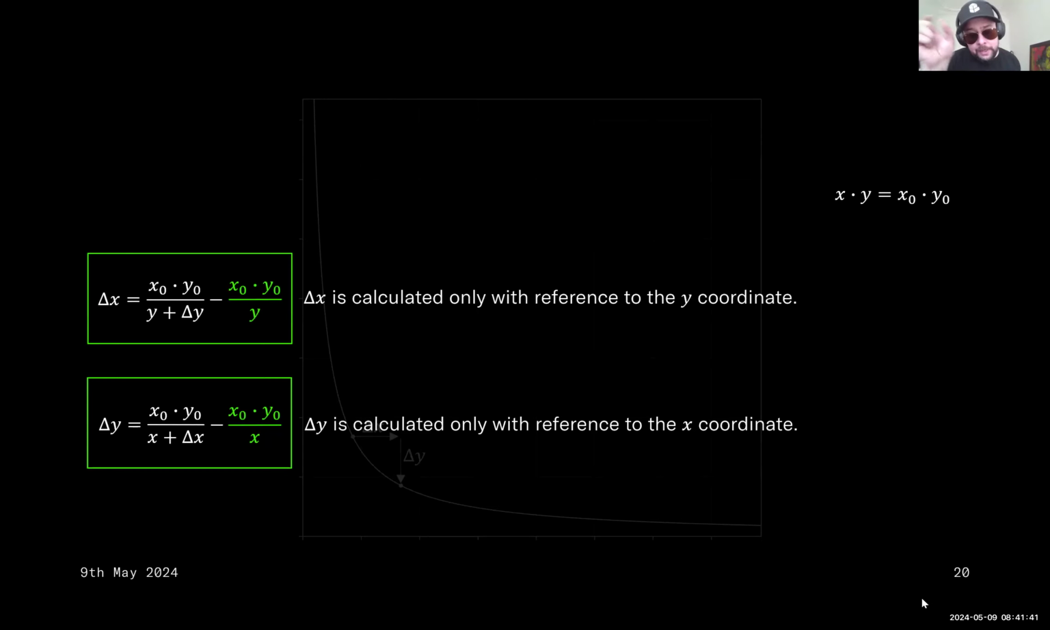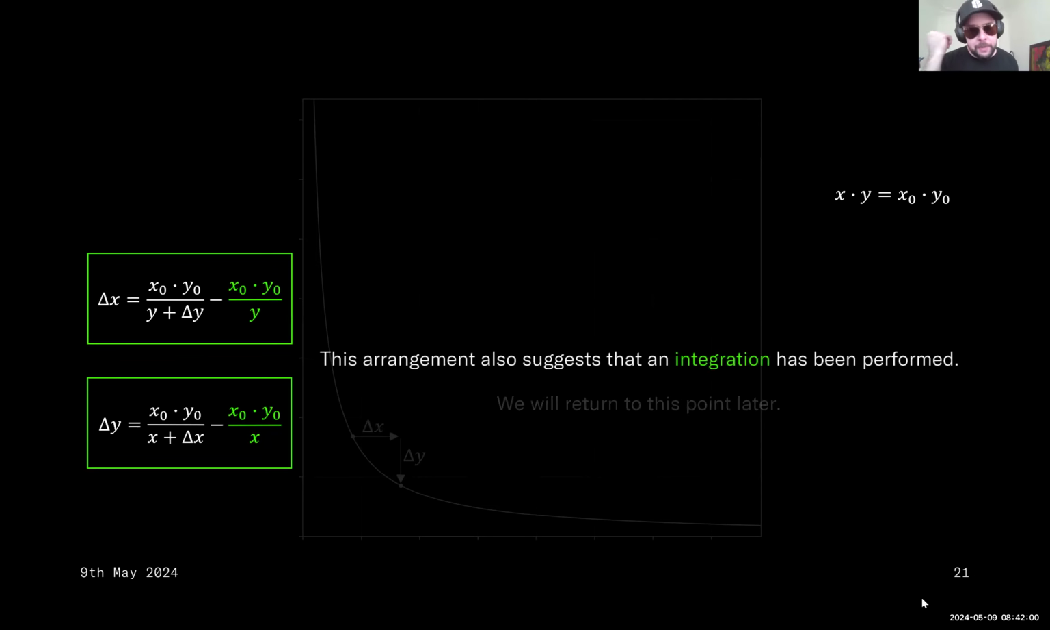But yeah, whenever you see something like this, a subtraction between two different terms, where the only difference is some delta in the first one, then your mind should immediately start to suspect that this is an integration, or that an integration has been performed. And this is one of the elaborations that we're going to be exploring in this lecture.